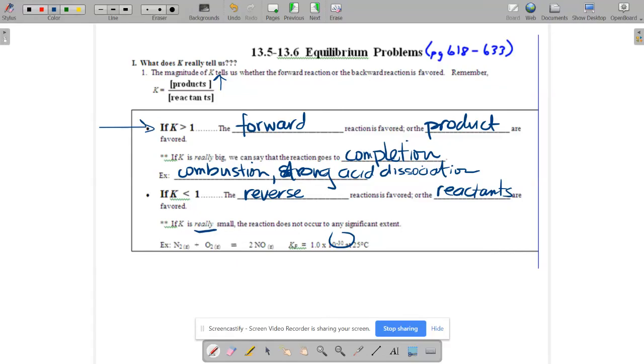Okay, so what does K really tell us in an equilibrium problem? The big K is different than the little k that we dealt with in the kinetics unit. The magnitude of K really tells us whether we have a forward reaction favored or a backward reaction favored. And so if K is greater than 1, that means that the reaction really wants to create products because mathematically the numerator would be greater than the denominator here.